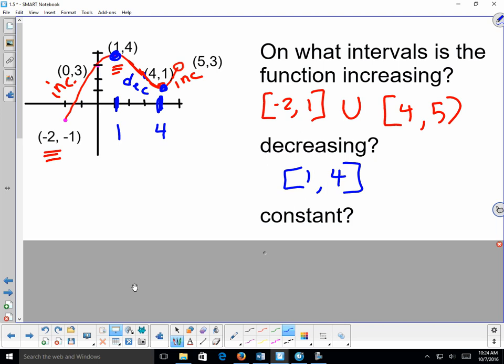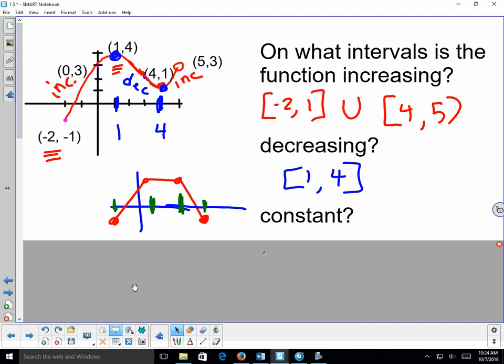All right, is it ever constant? No, it's not. But if we had a graph that looked something like this, then we could say, oh, it's increasing from this x value to this x value. It's constant from this x value to this x value, and then it's decreasing from this x value to this x value.